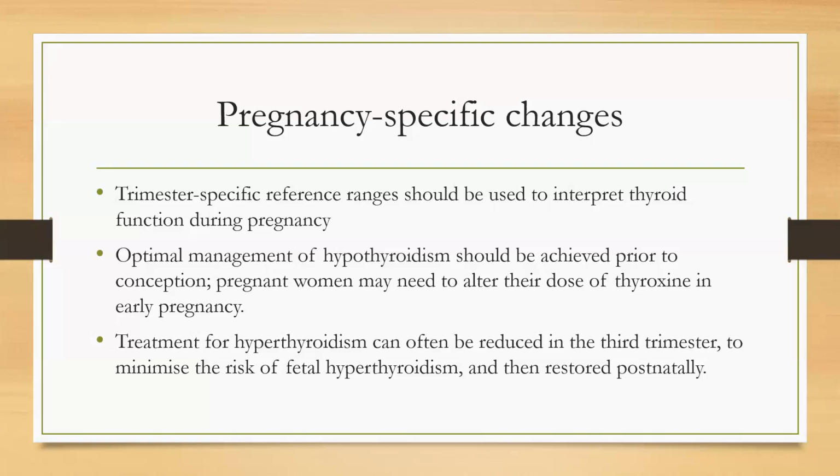Treatment for hyperthyroidism can often be reduced in the third trimester. As I have mentioned, this is for Hashimoto's thyroiditis or the autoimmune area, because I mentioned in the previous presentation that autoimmune conditions become better in the second and third trimester, and sometimes the patient does not require any medication. Like for hyperthyroidism, the patient may not need anti-thyroid medication in the second and third trimester, as it becomes better. But the autoimmune condition worsens and they have a flare-up in the postpartum period. So again, they're saying treatment can often be reduced in the third trimester to minimize the risk of fetal hyperthyroidism and then restored postnatally.